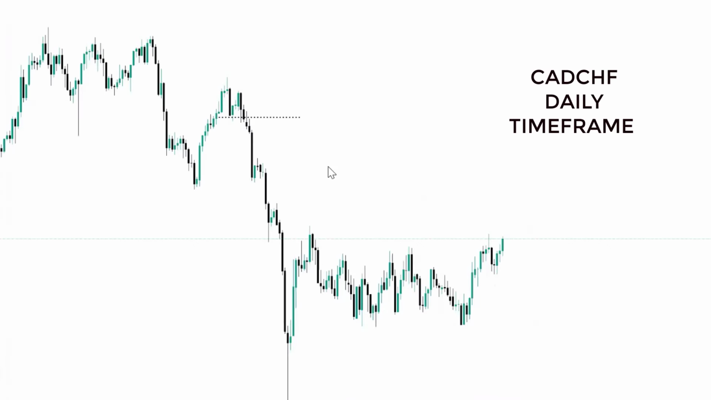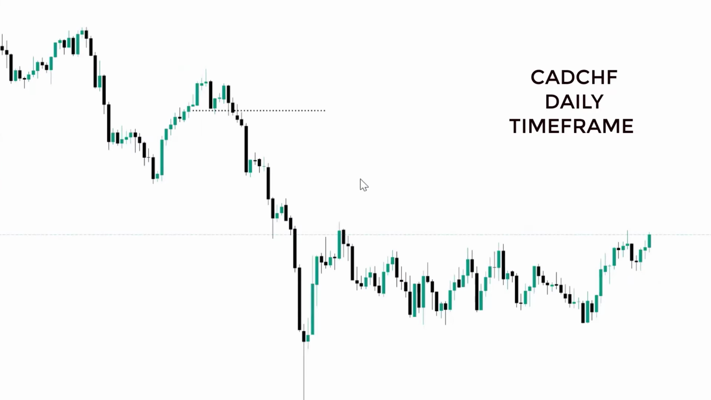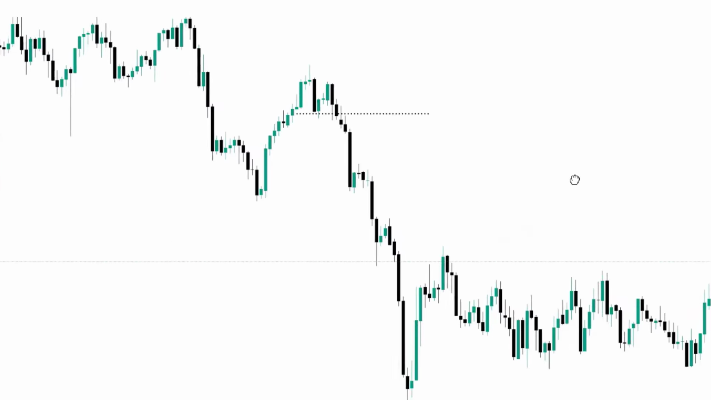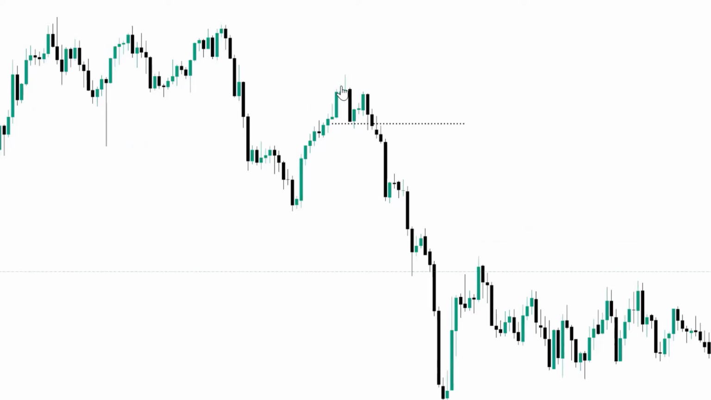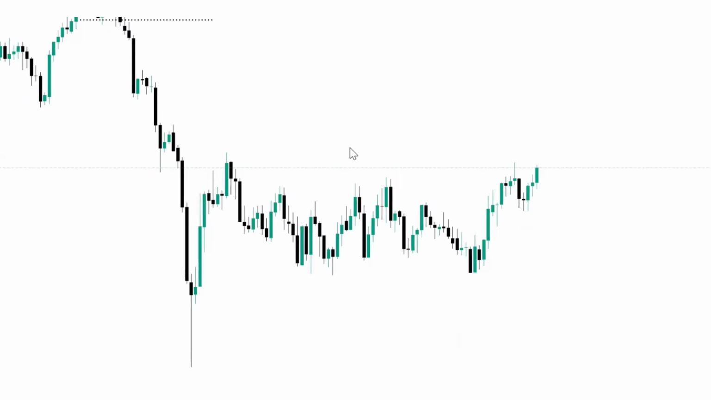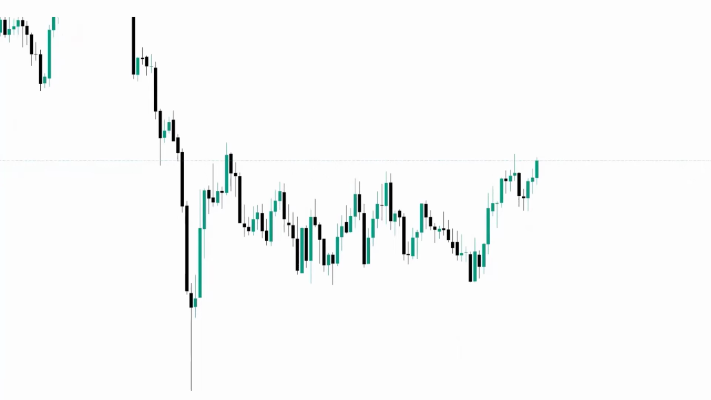So this is CAD CHF, and this is on the daily time frame as well. So we are doing the exact same thing. Now, if you look at this particular high, you can see we have a CRT pattern, and this particular one taps into a supply level. And from there, you see, price has moved massively to the downside. But that's not the main reason I'm doing this particular lesson.